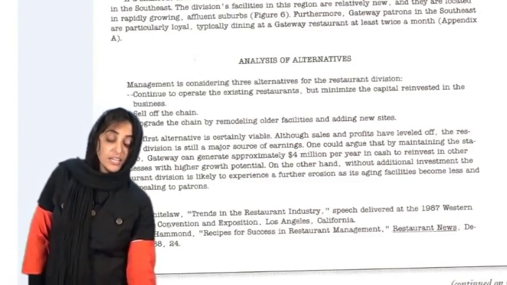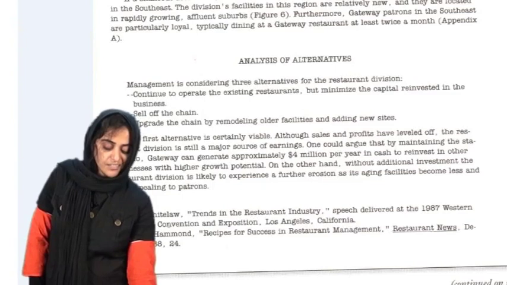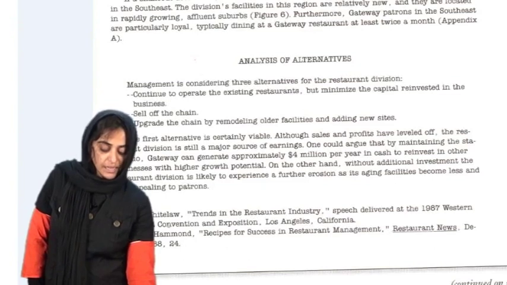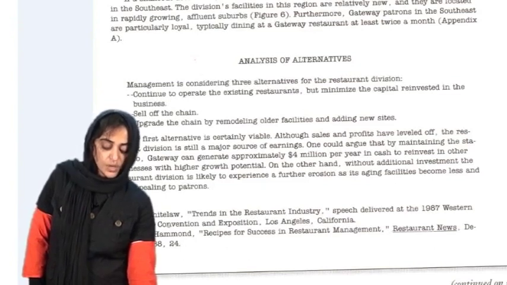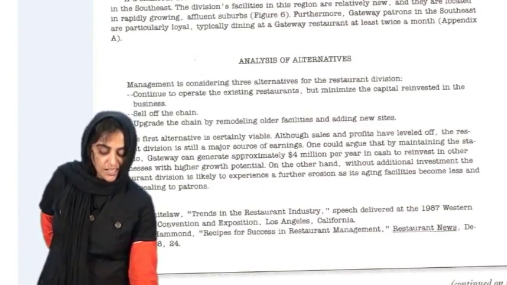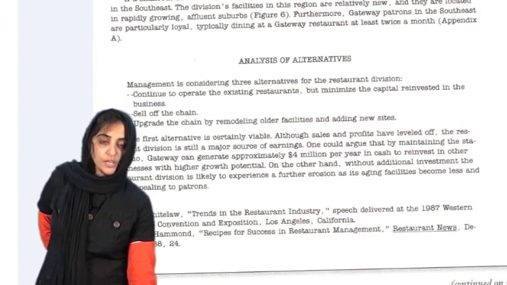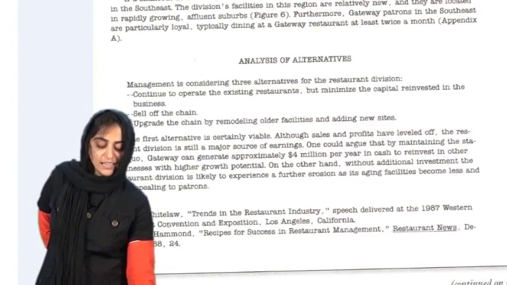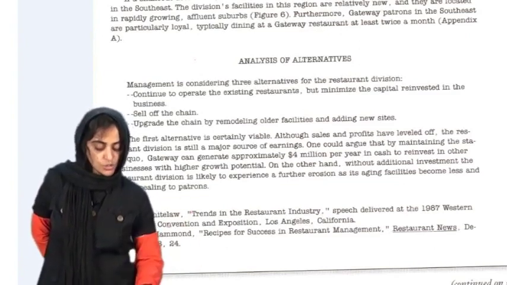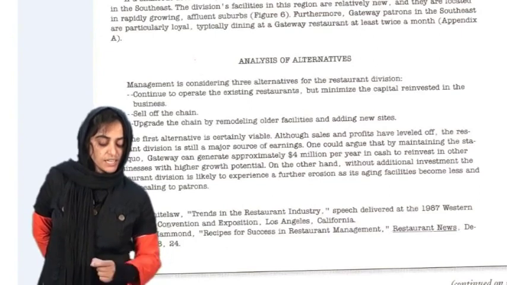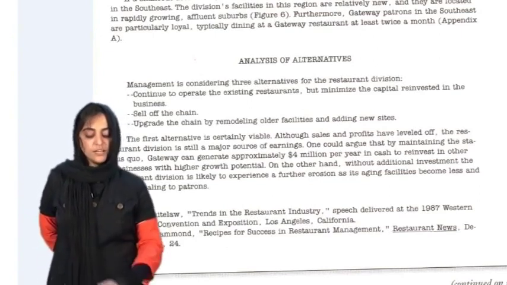The first alternative is certainly viable. Although sales and profits have leveled off, the restaurant division is still a major source of earnings. One could argue that by maintaining the status quo, Gateway can generate approximately $4 million per year in cash to reinvest in other businesses with a higher growth potential. On the other hand, without additional investment, the restaurant division is likely to experience a further erosion as its aging facilities become less and less appealing to patrons.